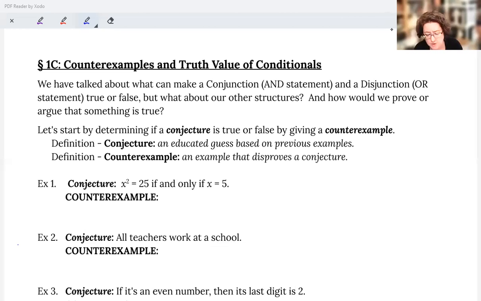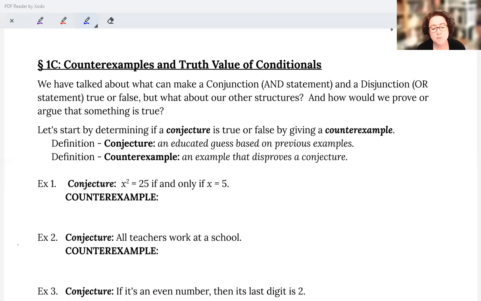And so a conjecture is going to be an educated guess or an idea based on previous examples. This is almost like a hypothesis, but you're making a statement, and a conjecture can be true or false. And it is up to us to determine, hey, is this a true statement? Or is this a false statement because of what facts? And so if we're proving that that is a false statement, that's when we're going to give a counterexample. And so it's going to be an example or a sentence or something that proves our conjecture, something that proves our idea wrong. So let's look at a few examples.